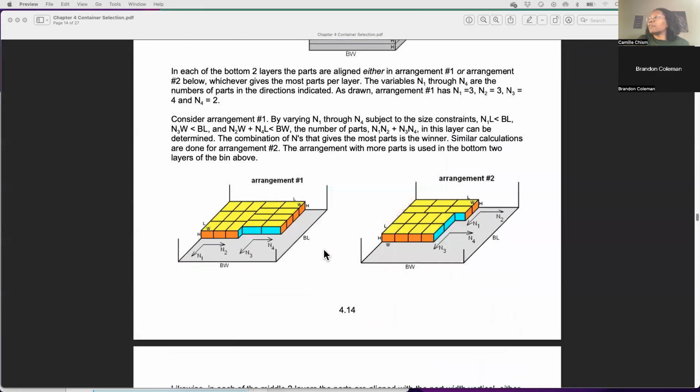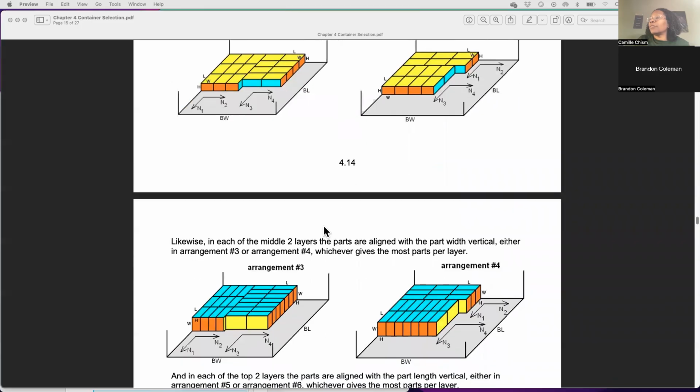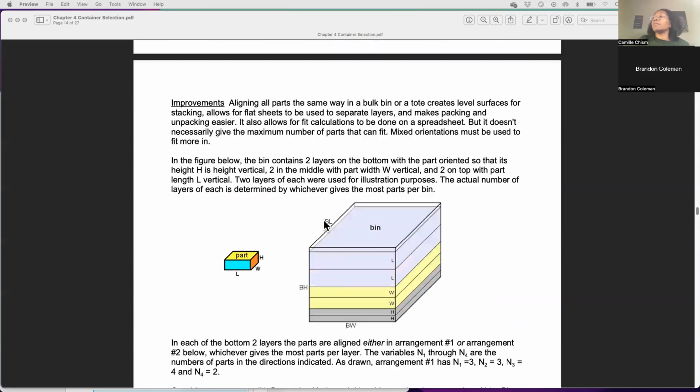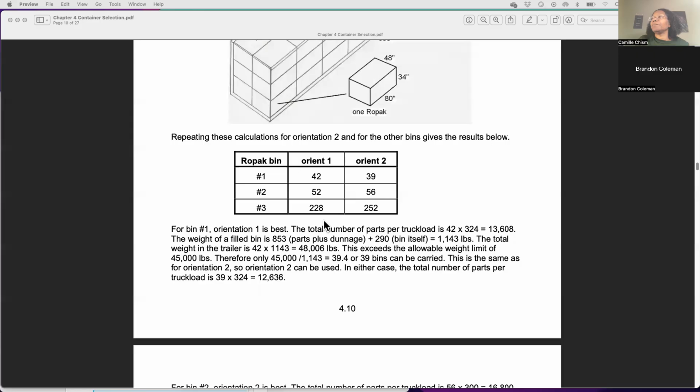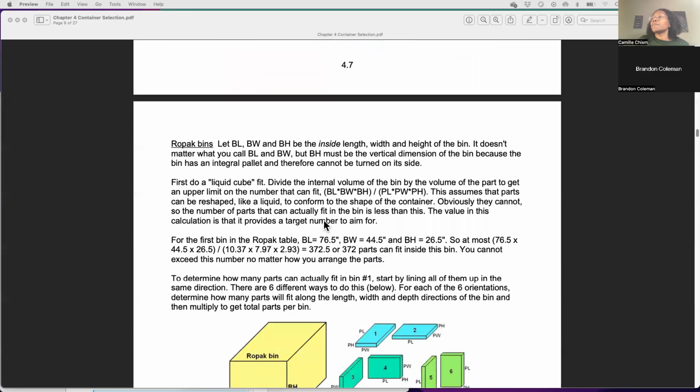Okay, Brandon, what do you think so far? I know there's a lot to go through with all these different arrangements, but we'll go through them. Yes, that's what I was going to say. There's definitely a lot of different things to look over.